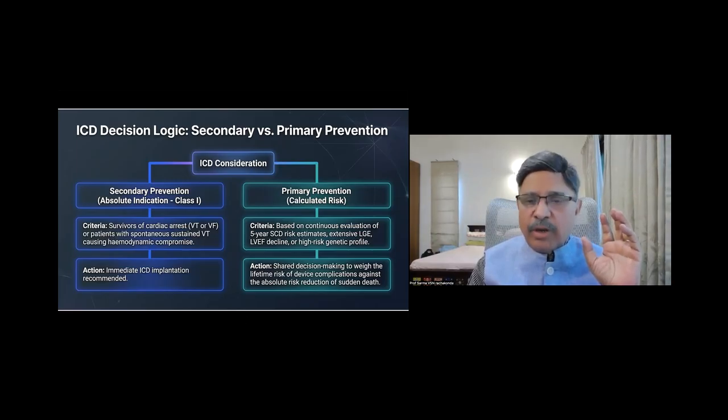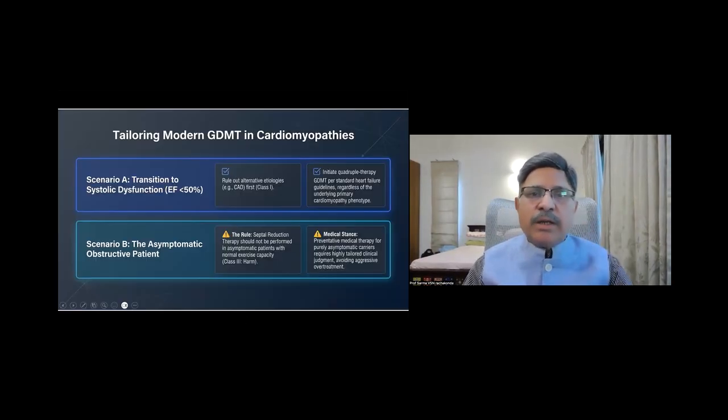Now, we have got 1 or 2 more slides. We will close. Tailoring the modern treatment for cardiomyopathy. What is GDMT? Guideline directed medical treatment. How do I do that? Now, the scenario is a transition to systolic dysfunction, less than 50%. Rule out alternate etiologies, particularly coronary artery disease. GDMT per standard heart failure guidelines, regardless of the underlying primary cardiomyopathy phenotype.